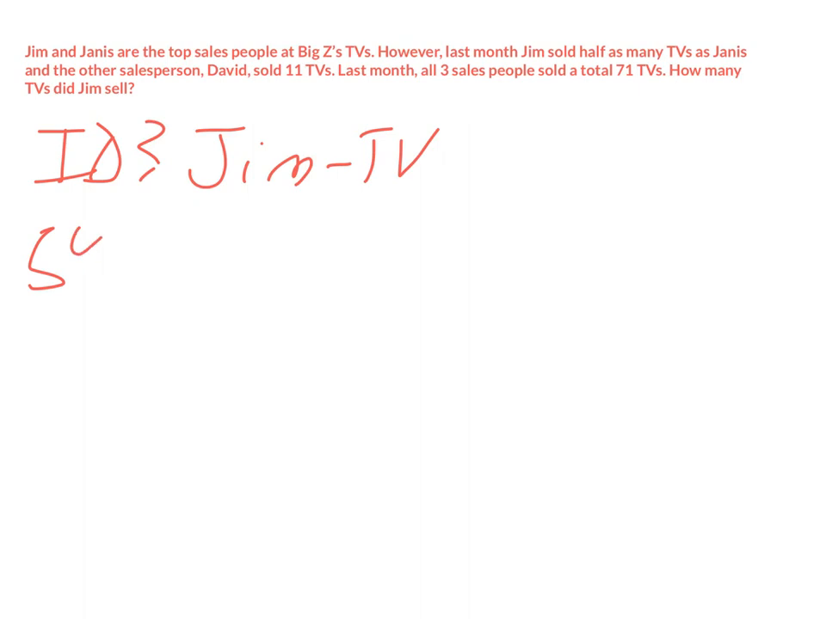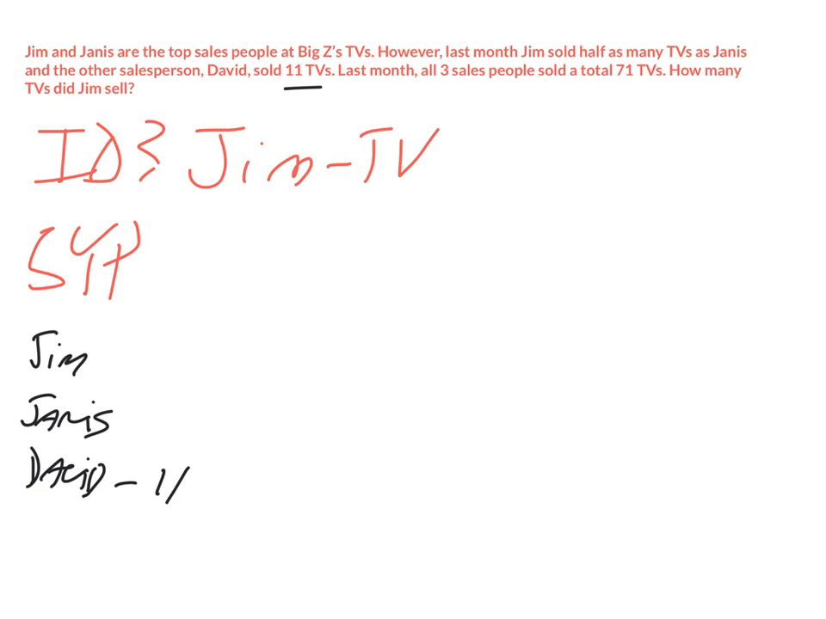And then the second thing you want to do is state your path. Just list out the information given. So the first thing you know is that Jim sold half as many as Janice. Okay, so we're going to put Jim, Janice, and David. So we know that David sold 11. Okay.